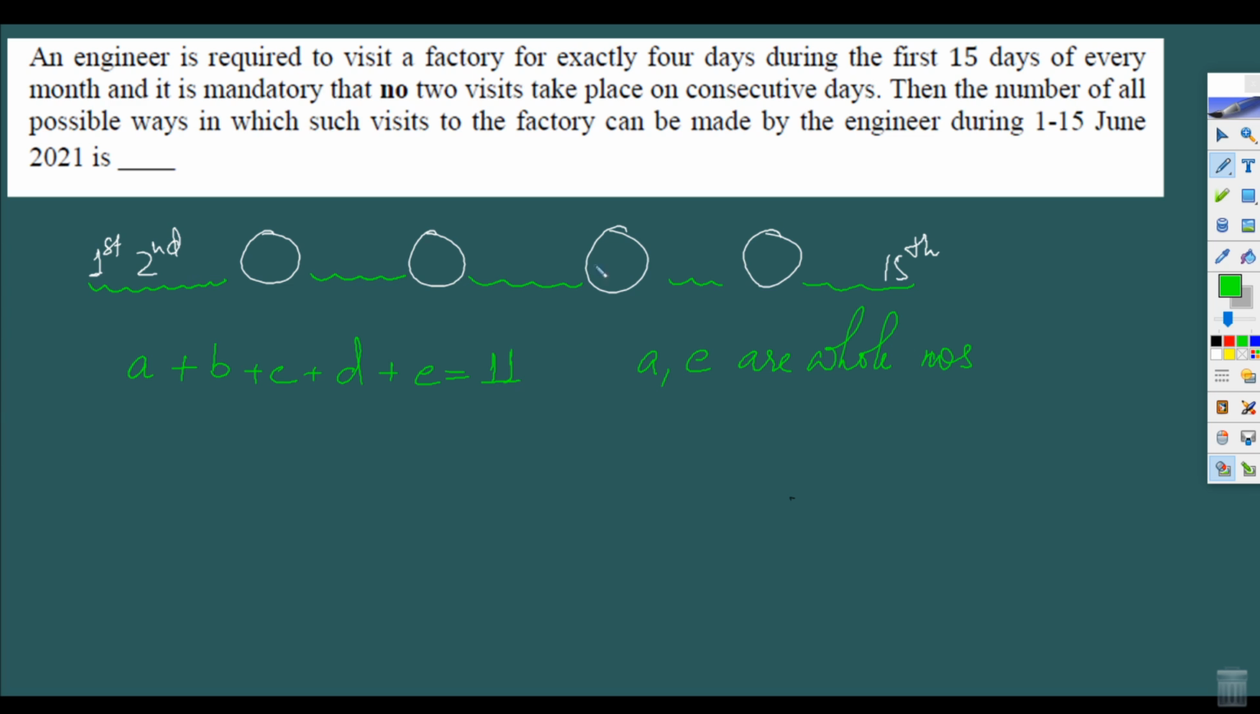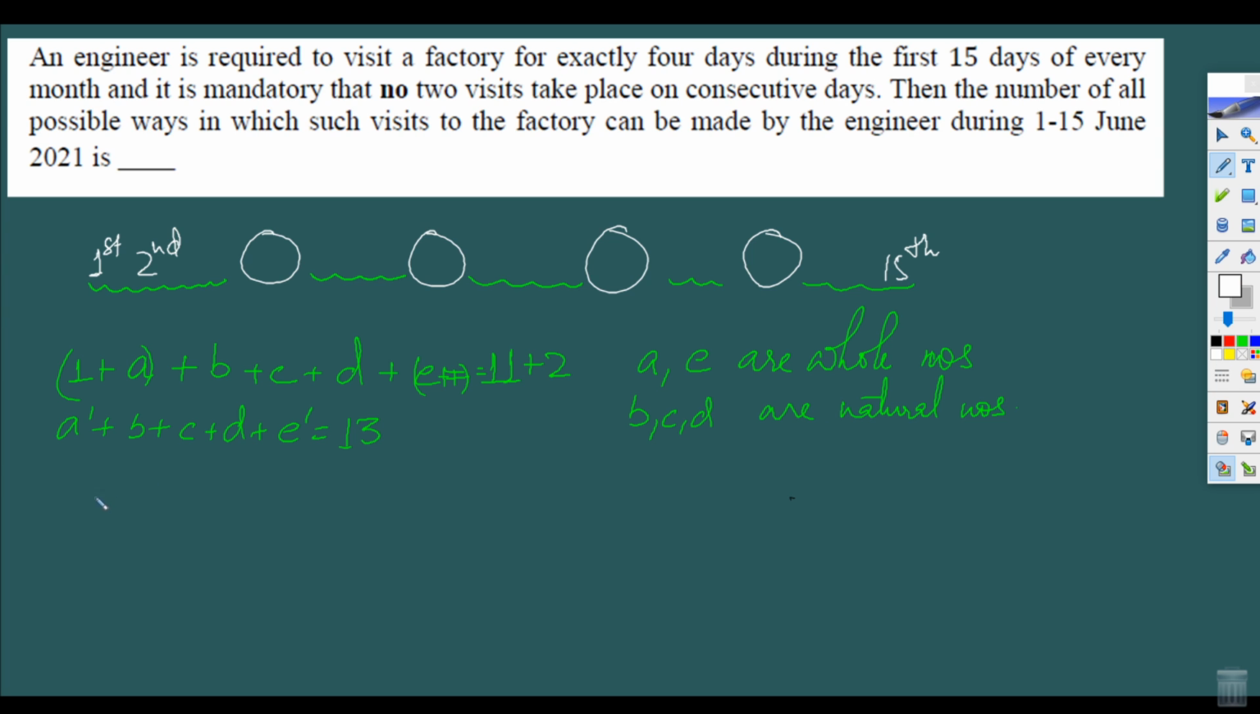He can start with the first day and end on the 15th day, whereas B, C, D are natural numbers because it is bound to be non-consecutive, so there has to be at least one element in between. Now, to make it more comfortable, I add 1 on A so that this also is a natural number, and 1 on E so that this also is a natural number, and add 2 on the other side. So I have A dash plus B plus C plus D plus E dash is equal to 13, and all these 5 are natural numbers.